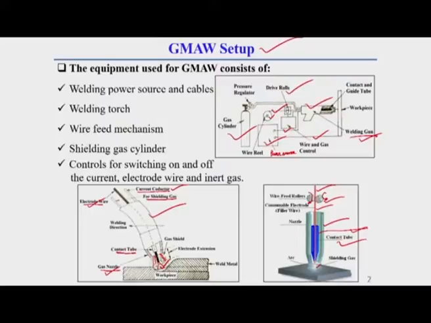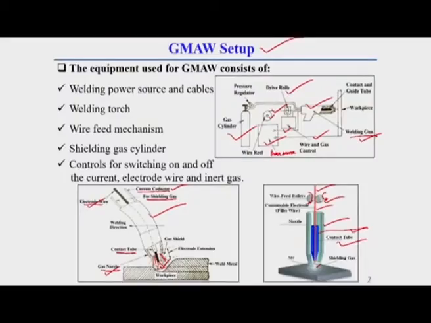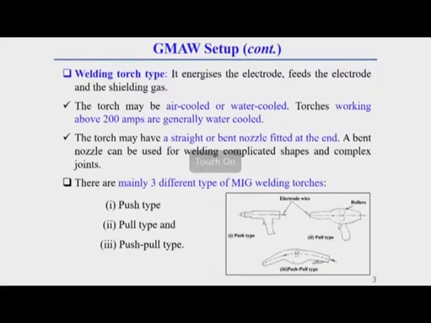So there is a chance of oxidation or other effects due to atmospheric contamination, which is prevented by this shielding gas. As I have told you, this shielding gas is sometimes used as an inert gas, and sometimes as an active gas. That is why it is sometimes referred to as metal active gas welding, and sometimes as metal inert gas welding. Okay. Now we will go to details.